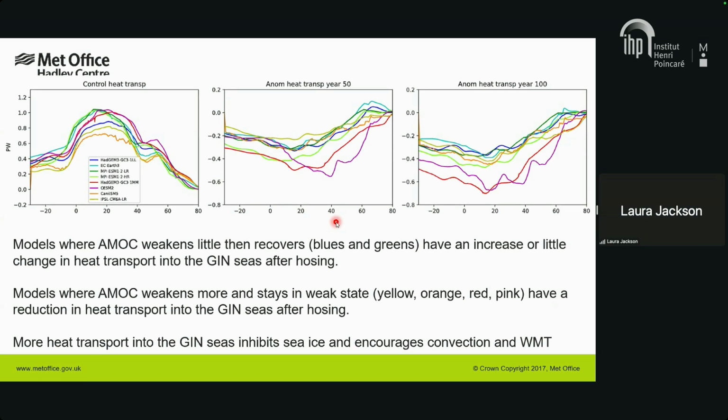Whereas the models where the AMOC weakens more and stays in that weak state, which are the yellow, orange, red, and pink models, they have a reduction in heat transport into the GINs after hosing. And this may be important because if you have more heat transport into the GINs, that's going to inhibit the sea ice forming and encourage the convection and water mass transformation.